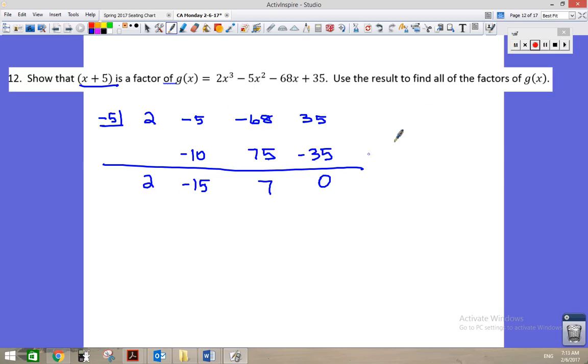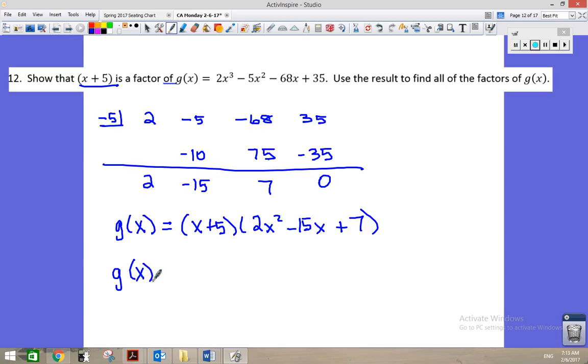We want to use the results to find all of the factors. It doesn't say that we have to solve it. So for this degree 3, I have a factor of x plus 5, and now this other factor is 2x squared minus 15x plus 7. Now this may or may not factor. Let's see if it does.